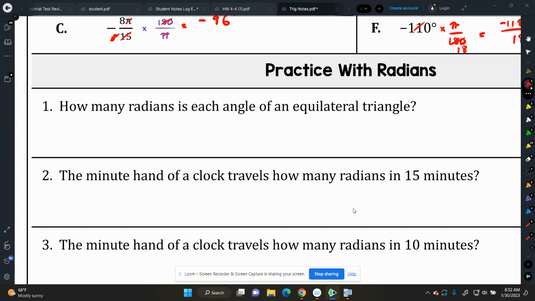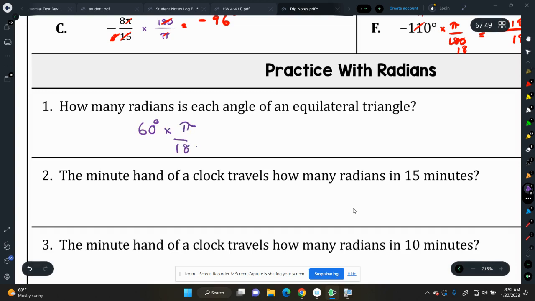Pi over 3. How do you know it's pi over 3? Because that's 60 times pi over 180. There you go. Guys, don't just sit there and look at me. Do it. 60 degrees, right? How do we convert degrees to radians? Times pi over 180. That reduces to pi over 3.